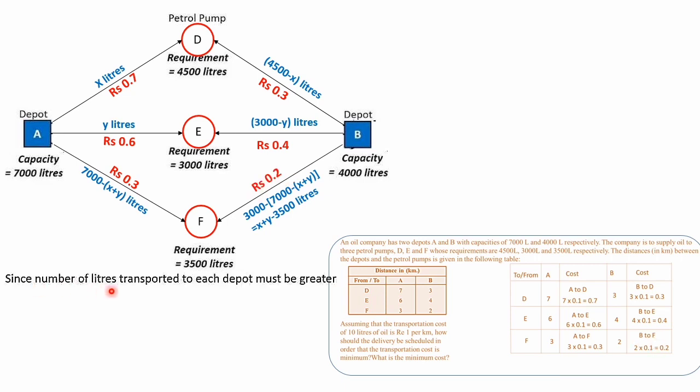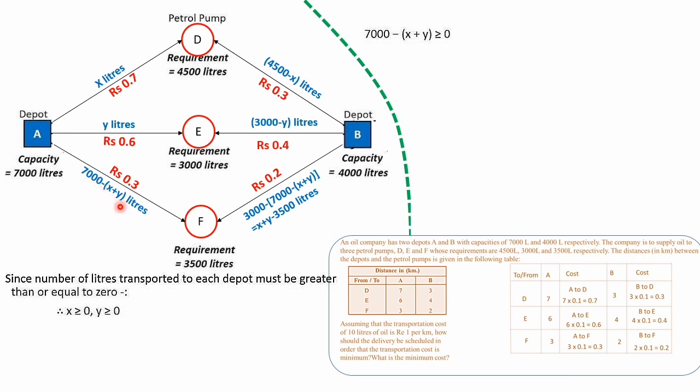Then since the number of liters transported to each depot must be greater than or equal to 0, that means X greater than or equal to 0, Y greater than or equal to 0. And we have to go for writing the constraints. The first one is 7,000 minus (X plus Y) greater than or equal to 0. When you do the calculation, X plus Y less than or equal to 7,000. Since there is a minus sign, when it comes to the right side constant, it changes the inequality. So X plus Y less than or equal to 7,000.